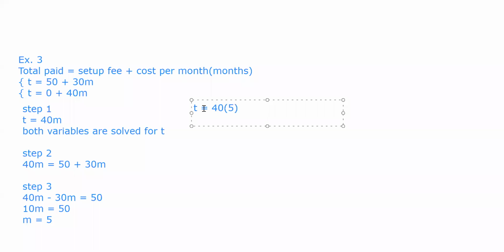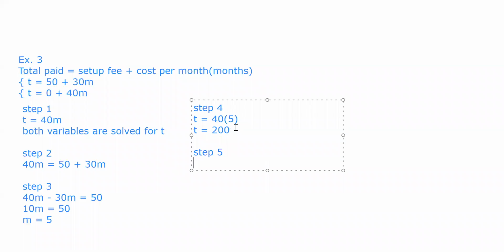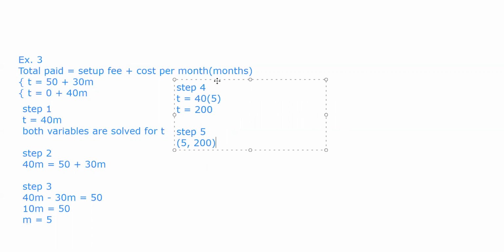I'm going to write this, that says step 4. Okay. t is equal to 5 times 0 is 0 and 5 times 4 is 20. So the answer is 200. The last step, we write the solution: 5, 200. Okay. We already have the answer for this, but what's next?